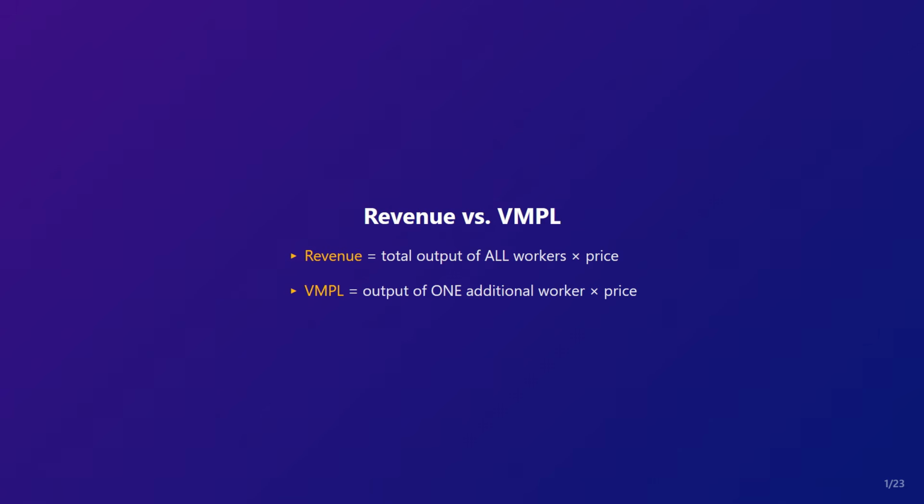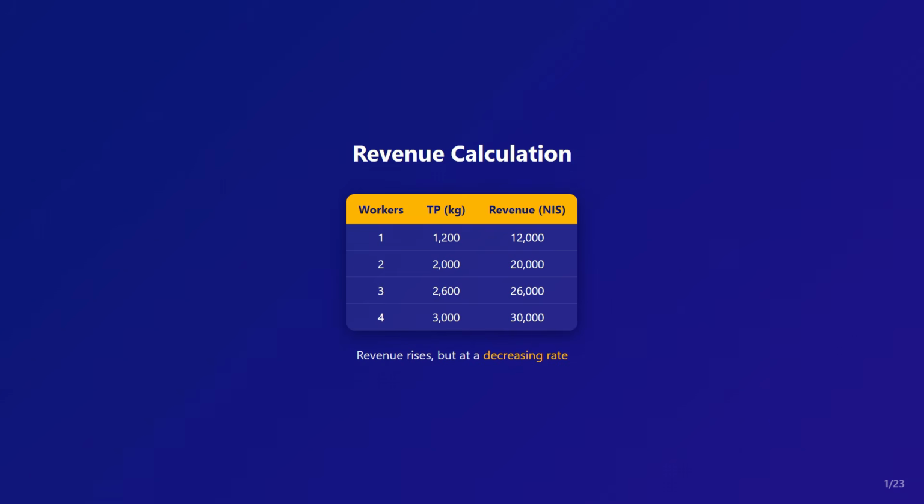Calculating revenue for each employment level. Let's start with the revenue column. It's total output multiplied by 10. 1 worker, 1,200 times 10 is equal to 12,000 shekels. 2 workers, 2,000 times 10 is equal to 20,000 shekels. 3 workers, 2,600 times 10 is equal to 26,000 shekels. 4 workers, 3,000 times 10 is equal to 30,000 shekels.